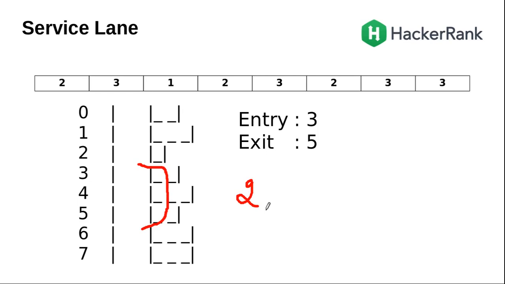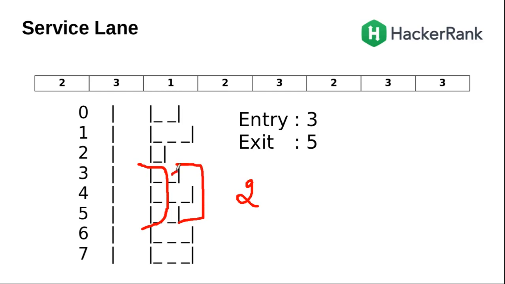The next thing is, how do I put it into a program? Now, the width of the service lane is given as an array here. Now they are specifying the entry point and the exit point, right? So, for example, when they have mentioned 3 and 5, what is the job to be found out here? We need to find out the smallest element.